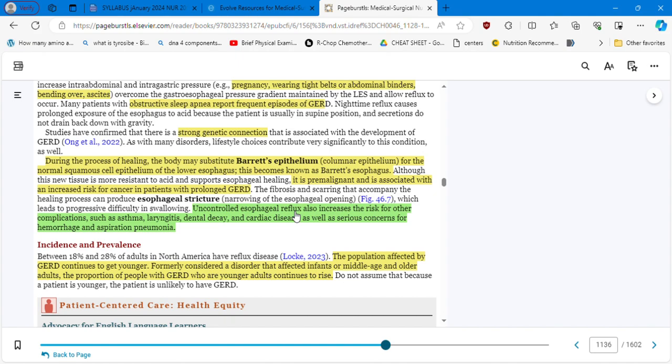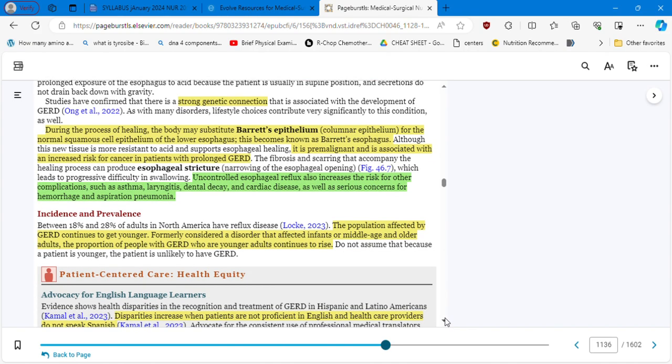Uncontrolled esophageal reflux also increases the risk for other complications such as asthma, as the video mentioned, laryngitis, dental decay, and cardiac disease, as well as serious concern for hemorrhage and aspiration pneumonia. So everything is interrelated there.